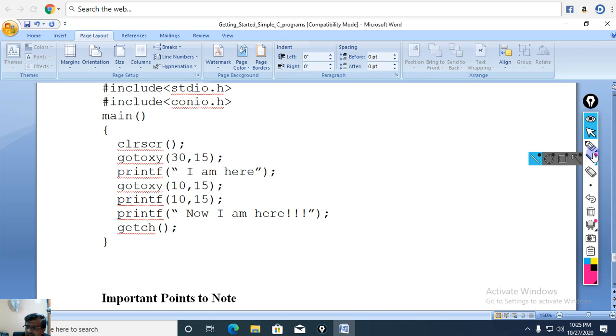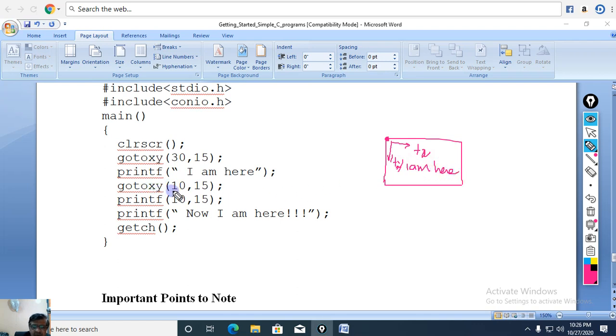Let me give you some kind of a layout of this screen also. If this is the screen, the computer screen is demarcated by the origin somewhere over here. If you go down, it is positive y. If you go to the right, it is positive x. You have to remember that. Therefore, it will go to 30th row and 15th column somewhere over here. So the cursor will be blinking over here, and whatever we say, I am here, will be printed over here.